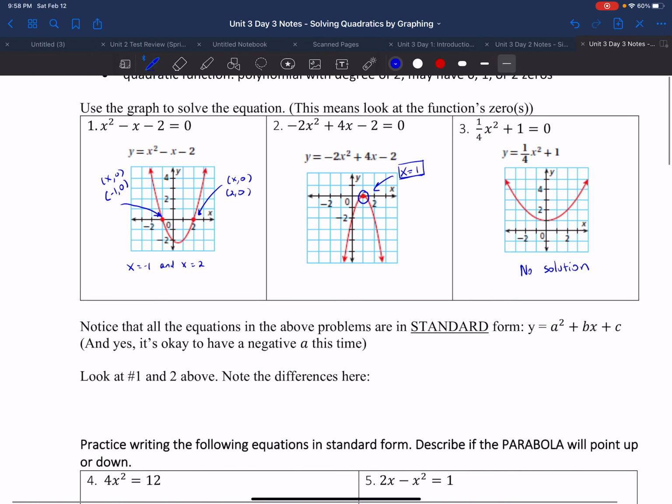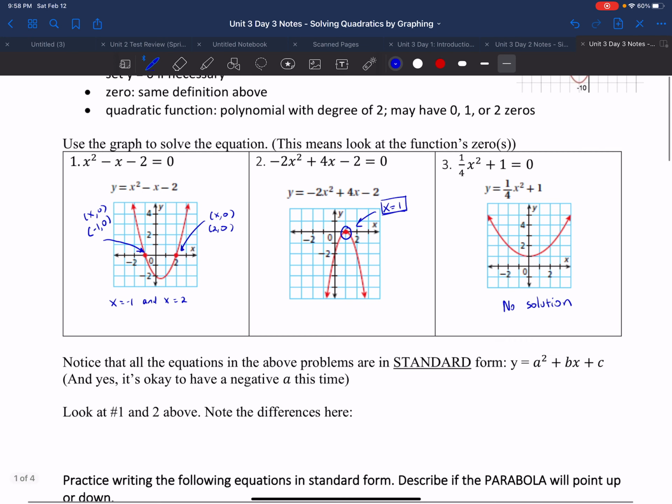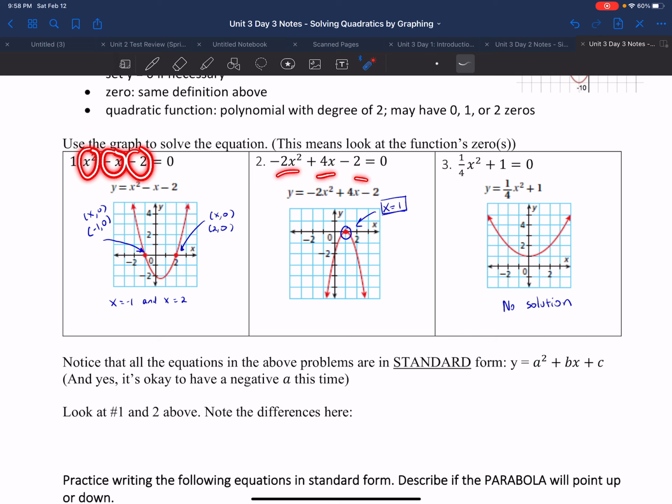Let's take a look at number 1 and 2 again. Notice that all the equations in the above problems are in standard form, ax squared plus bx plus c, and we can see that here and for the rest of them. It's okay to have a negative a this time. When we're dealing with linear equations and trying to get them in standard form, we need to make sure that negative goes away to make it look nicer. But here, it's totally fine if we have a negative coefficient.